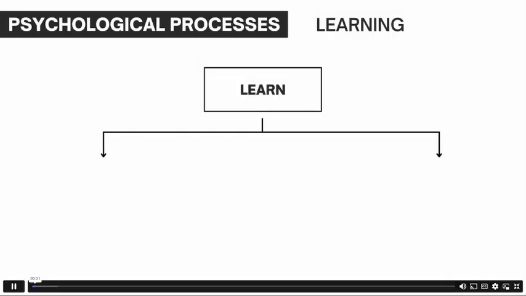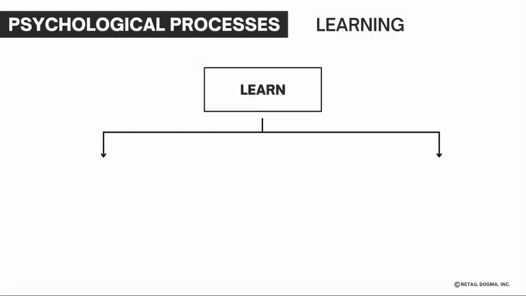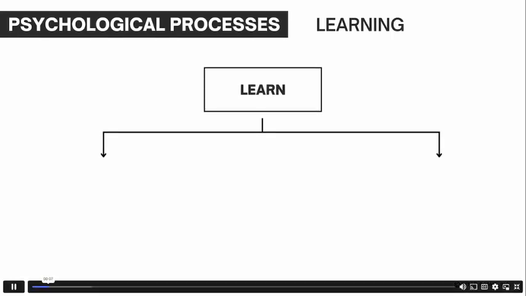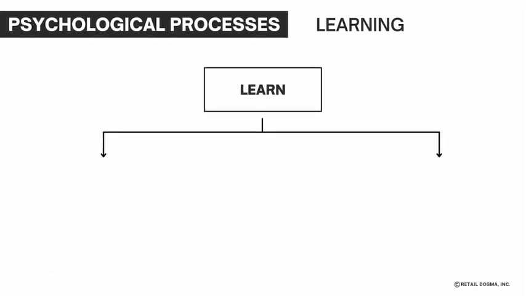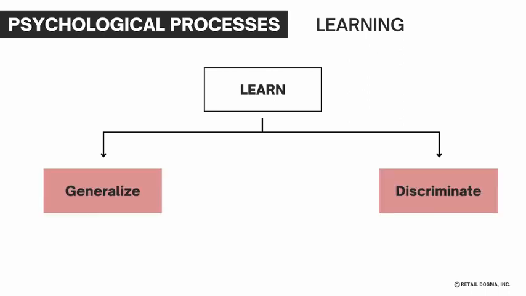Most of our behavior is learned. We learn through experiences and tend to apply what we've learned the next time we need to act on something. When we learn from an experience, we then tend to do one of two things. We either generalize or discriminate.